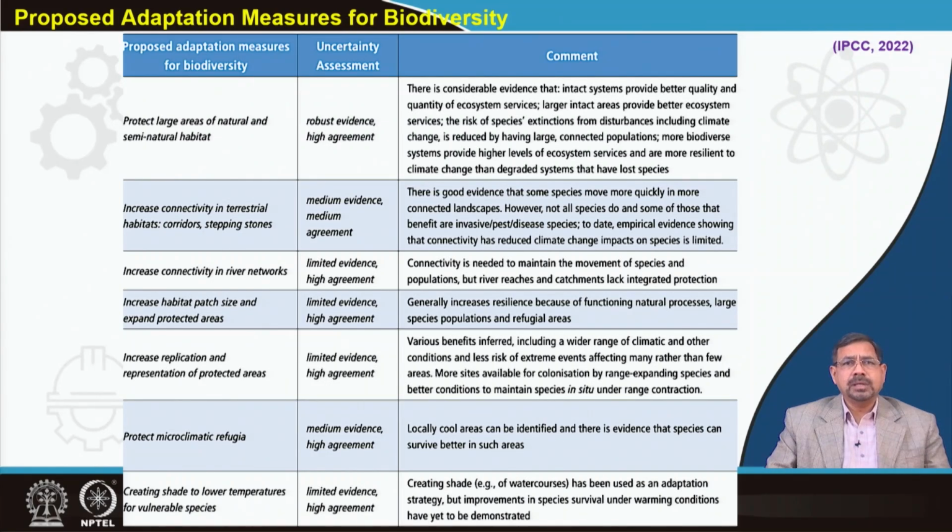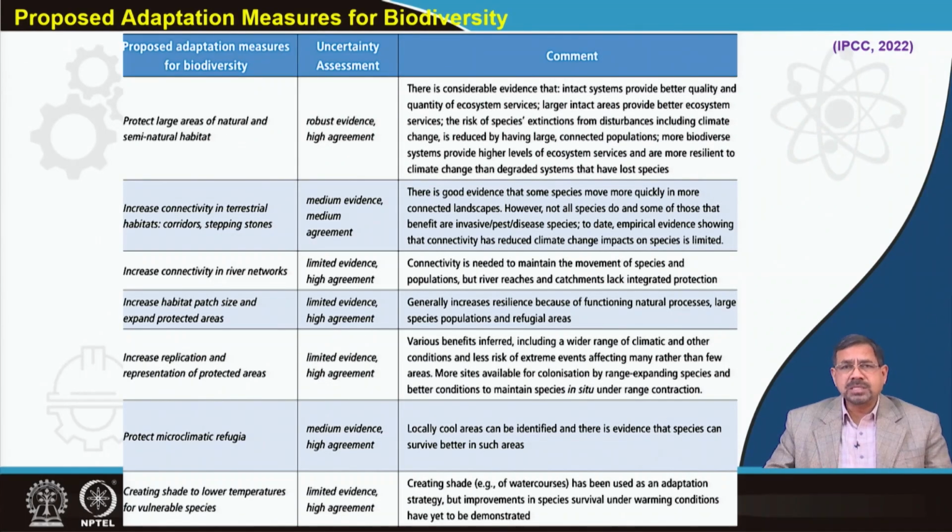So, in terms of the uncertainty involved in protecting large areas of natural and semi-natural habitat, there is robust evidence, and there is very high agreement. So, it is very high agreement and evidence is very clear. If we go on creating or bringing more area under protection, that means the interference from the human being side is totally stopped or minimized to the best possible extent. So, more area under protection will conserve more species.